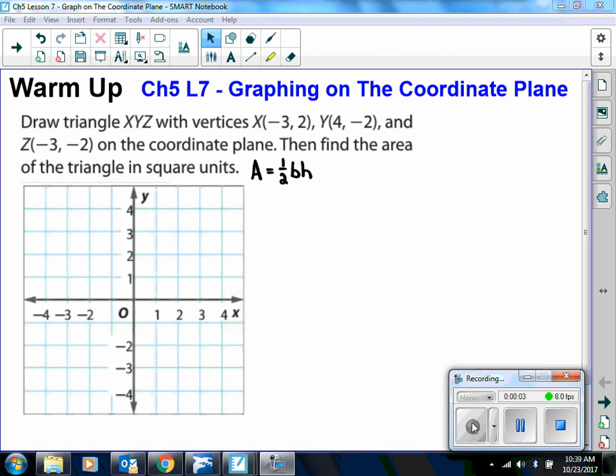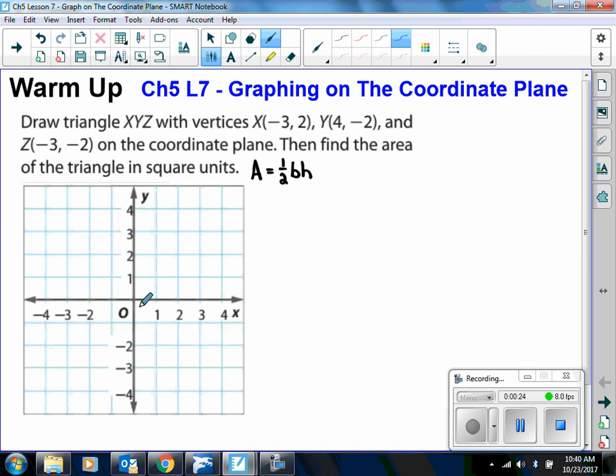Chapter 5, Lesson 7 is graphing on the coordinate plane. Here we want to draw triangle XYZ with vertices X at (-3, 2), Y at (4, -2), and Z at (-3, -2). So when we graph, we plot the points. We have -3, so that means we go to the left 3, comma, +2, that means up 2. So this is X.